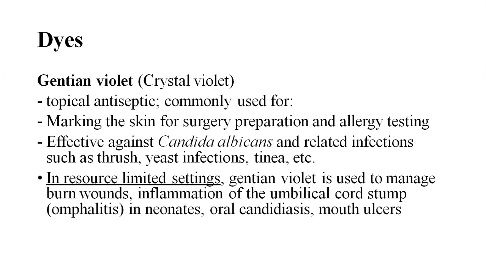Dyes. Gentian violet is a topical antiseptic, commonly used for marking the skin for surgery preparation and allergy testing. It is effective against Candida albicans and related infections such as thrush, yeast infection, and tinea. In resource limited settings, gentian violet is used to manage burns, wounds, inflammation of the umbilical cord in neonates, oral candidiasis, and mouth ulcers.